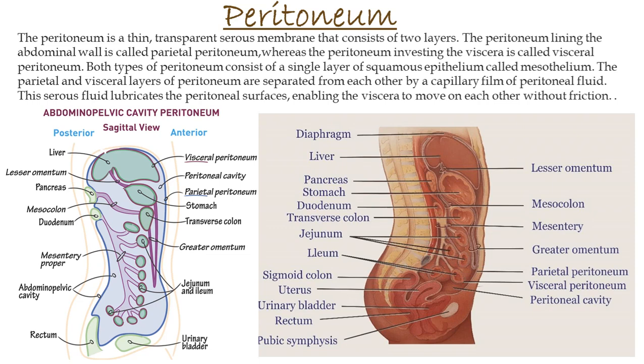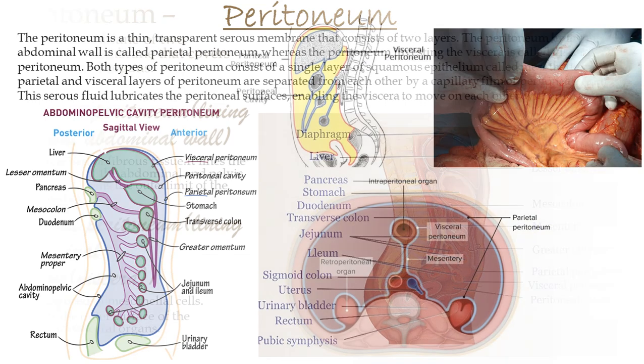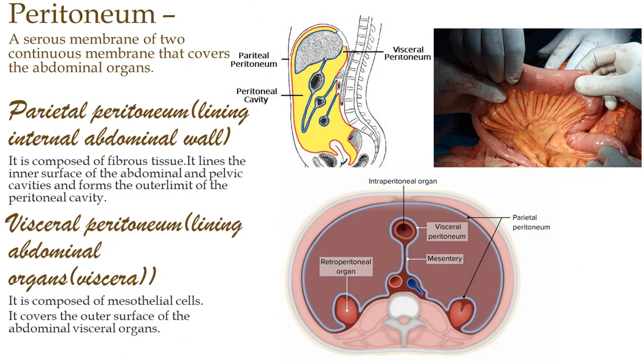The parietal and visceral layers of peritoneum are separated from each other by a capillary film of peritoneal fluid. This serous fluid lubricates the peritoneal surface, enabling the viscera to move on each other without friction. Peritoneum is a serous membrane of two continuous membranes that cover the abdominal organs.